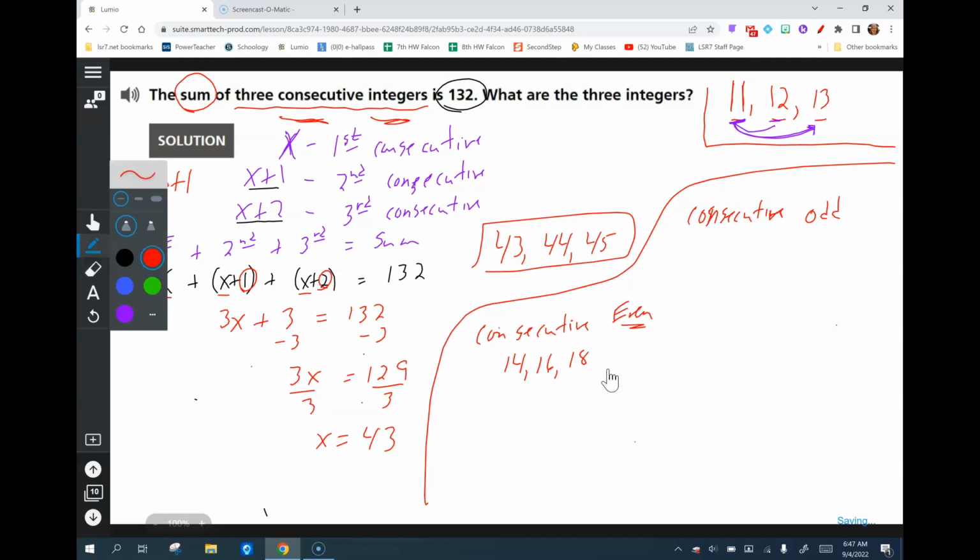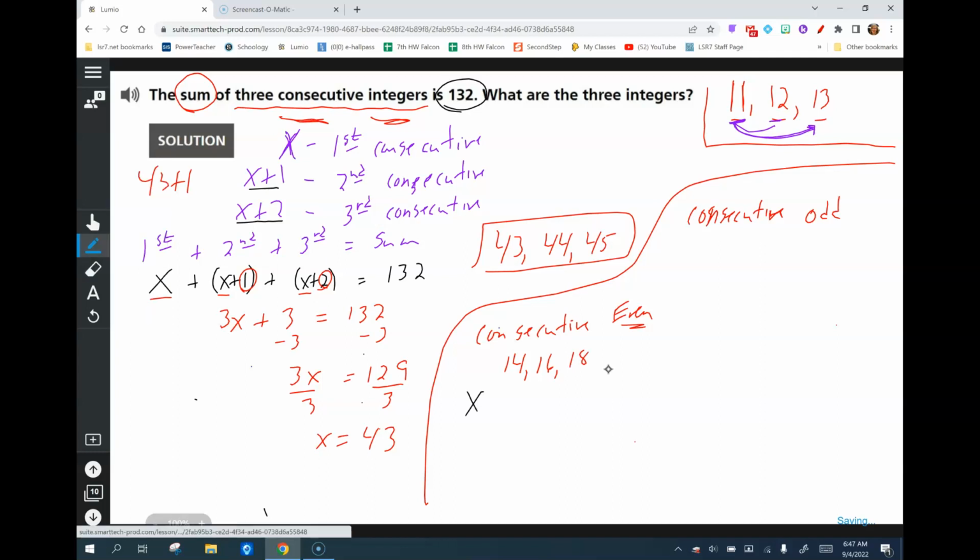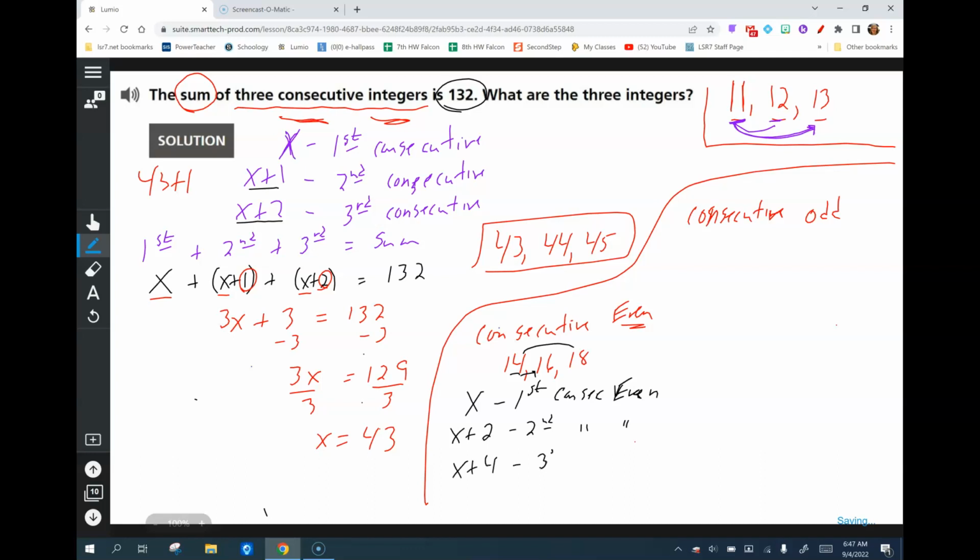So going back to what we talked about, if my first one is x, consecutive even, then x plus, well, what do I do to 14 to get to 16? I add 2. And what do I do from 14 to get to 18? I add 4. Okay? So that's consecutive even. Consecutive odd, well, let's take an odd number.